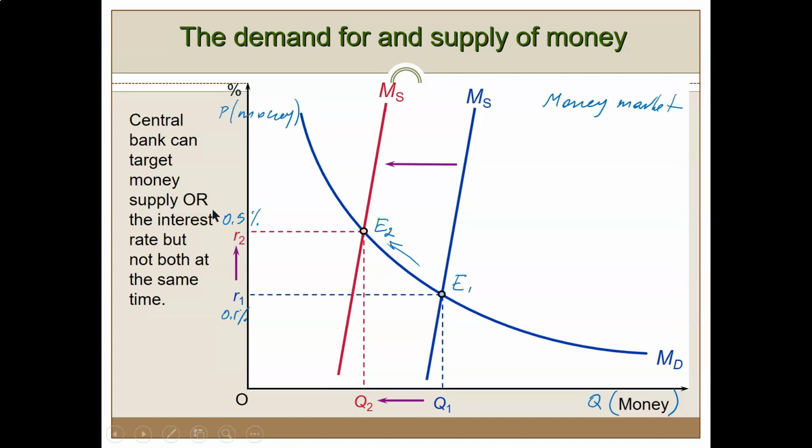Why we cannot target both at the same time? We adjust money supply. This is what we want to control. We want to reduce money stock. We withdraw some amount of money from circulation, and as a result, price of money will adjust on its own.